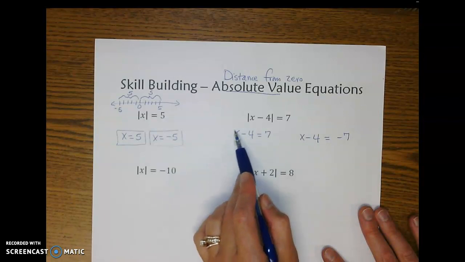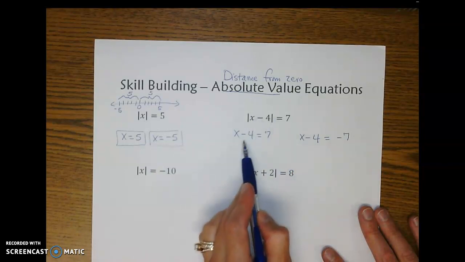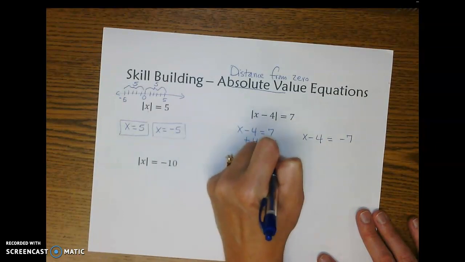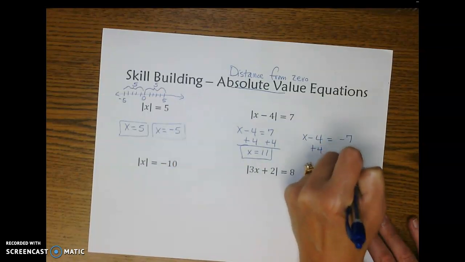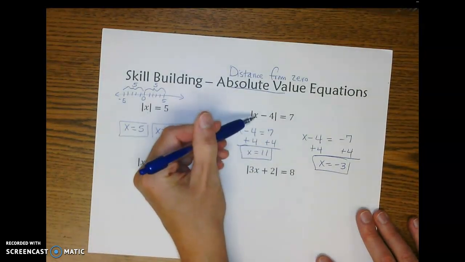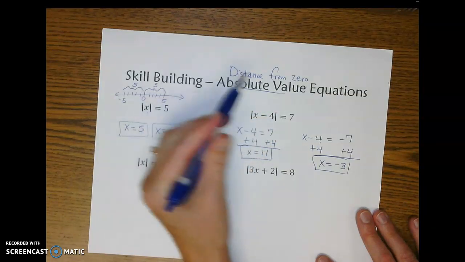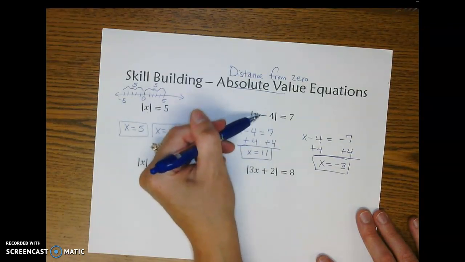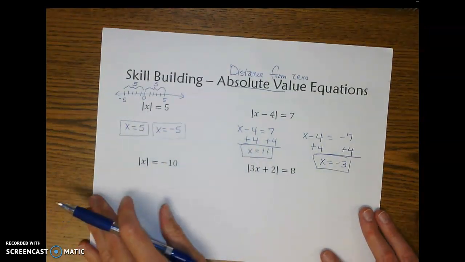Notice though that the stuff inside stays the same. So it's x minus 4 inside of here, so x minus 4 in both equations. Then we go ahead and solve. So x equals 11 is one answer, and x equals negative 3 is another answer. So if I check, 11 minus 4 is 7, and 7 is 7 units away from 0 on the number line. If I try negative 3 minus 4, that is negative 7, and negative 7 is 7 units away from 0 on the number line, so these two are correct.